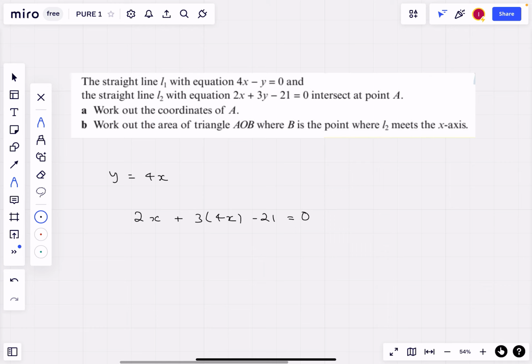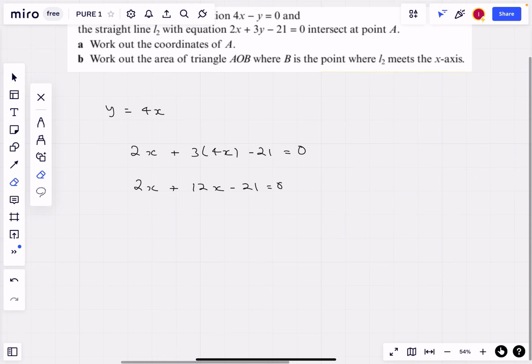So you should have gotten 2x plus 12x minus 21 equals 0. 14x equals 21, x equals 3 over 2. When you sub that into y equals 4x, y equals 6. So that is your coordinates of A: 3 over 2, 6. Okay, that's part A.